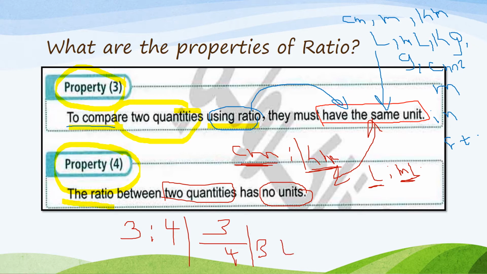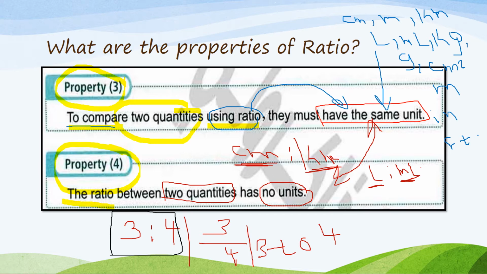So what is property number 4? It says the ratio between two quantities has no units. What does that mean? We have just said that we have to have the same unit while comparing two quantities using ratio.